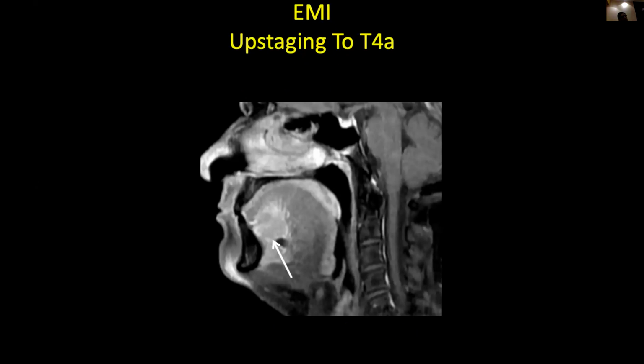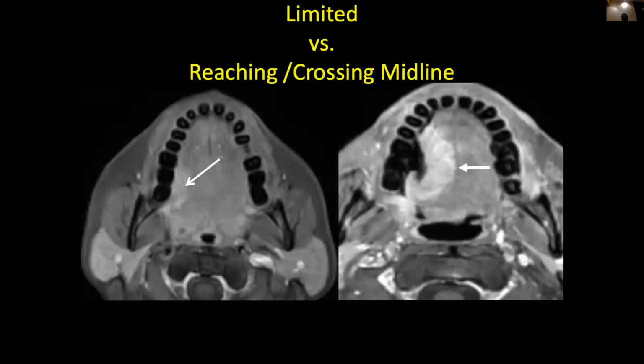You have indirect signs of extensive disease such as submandibular duct involvement and submandibular gland inflammation. So you see the ipsilateral gland being inflamed, large, enhancing, and the duct is prominent. That means the submandibular space is involved, the submandibular duct is involved, and it is upstaging the disease to a higher grade disease. You may have disease limited to the ipsilateral compartment, reaching up to midline and crossing midline.